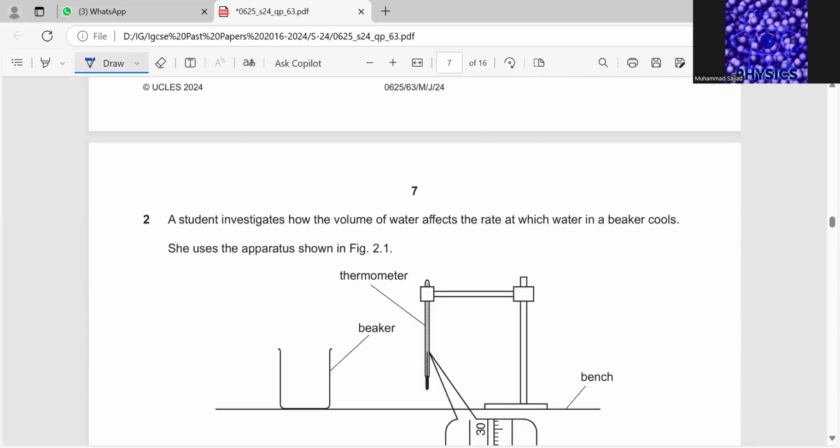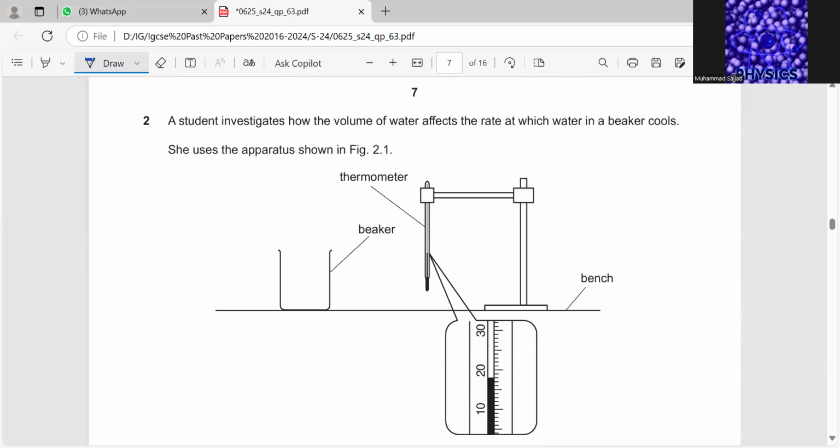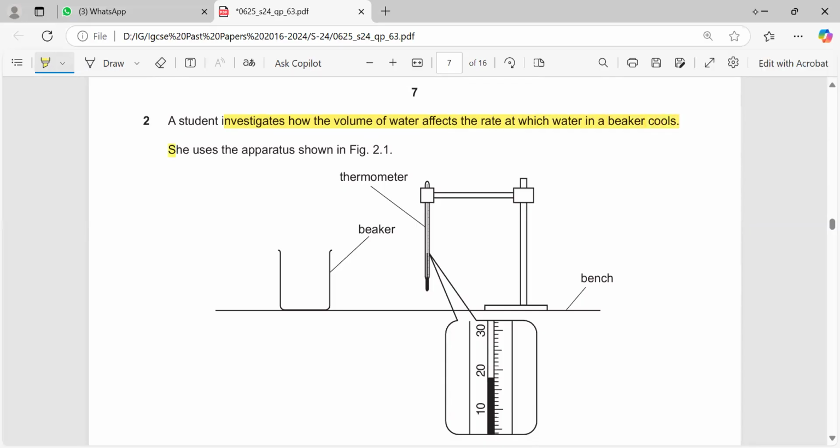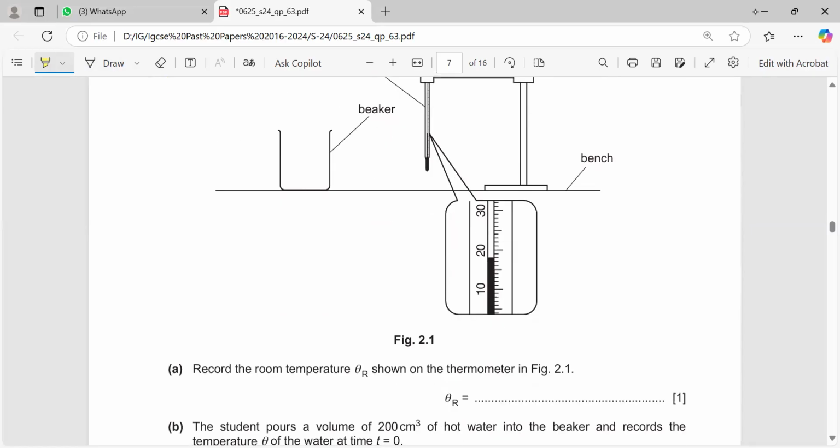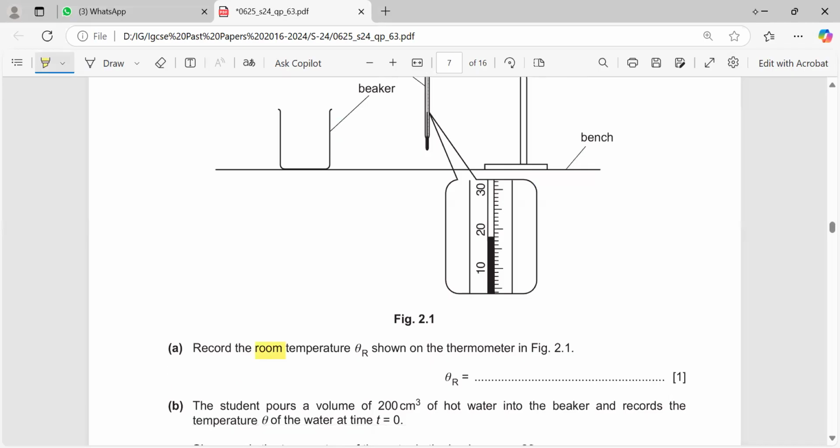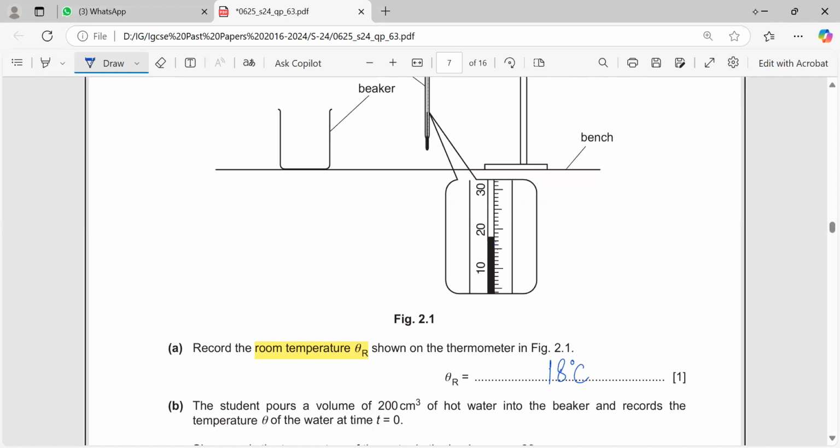Question number 2. A student investigates how the volume of water affects the rate at which the beaker cools. She uses the apparatus shown in figure. So there is a beaker, thermometer held vertically with the help of a stand on a bench, and a zoomed in image of the thermometer is shared. So record the room temperature, theta R, and what is its value? See, it is 15, 16, 17, and 18. So simply we can write here 18 degrees Celsius.